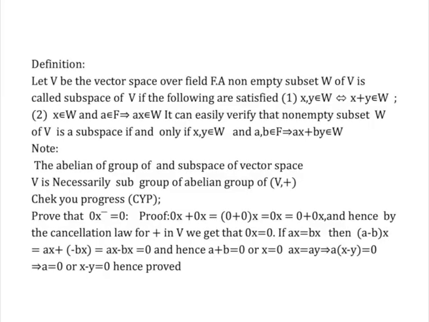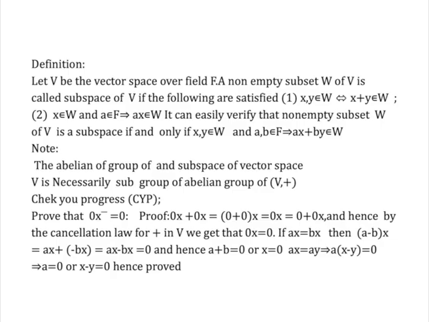Note the abelian group of subspaces of a vector space. Already we discussed what an abelian group is. In a vector space, an abelian group is nothing but a commutative group. W is necessarily a subgroup of the abelian group (V, +).